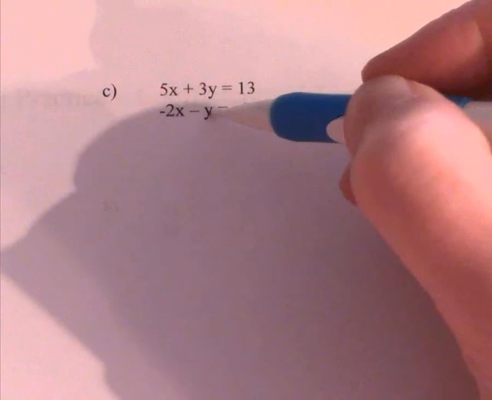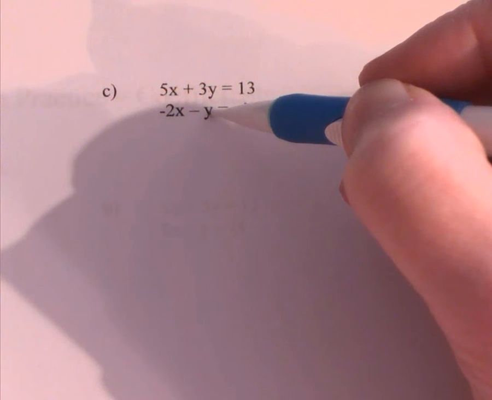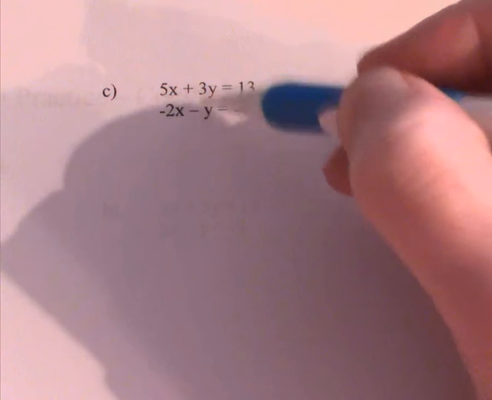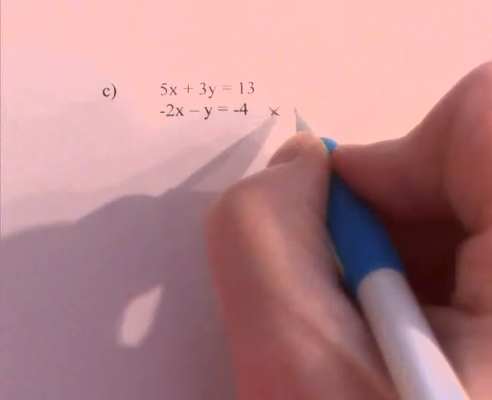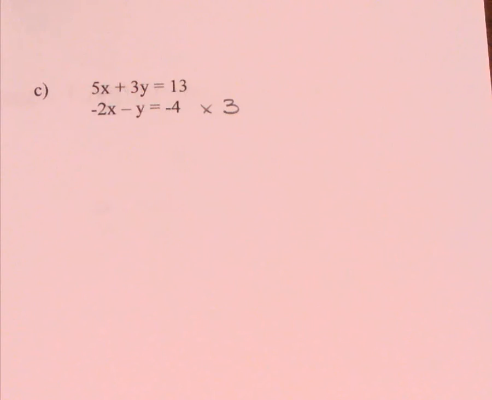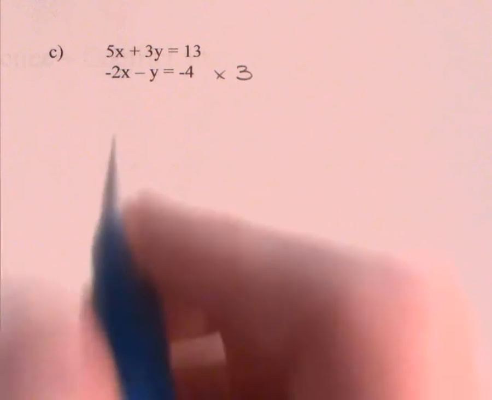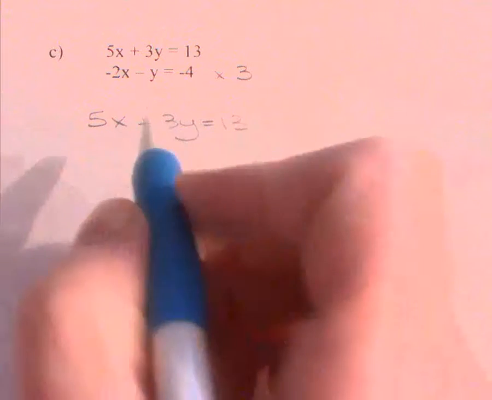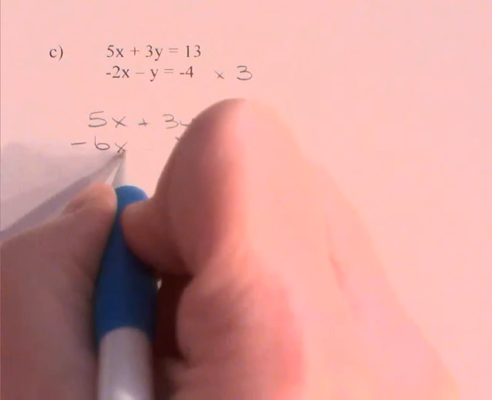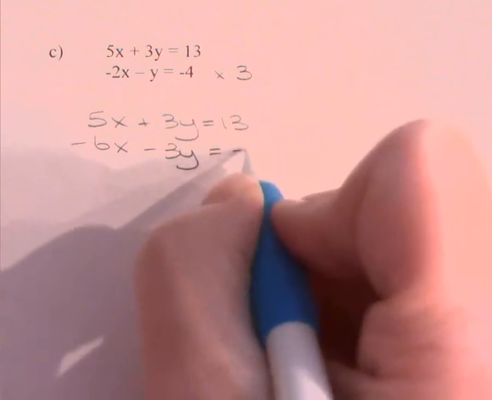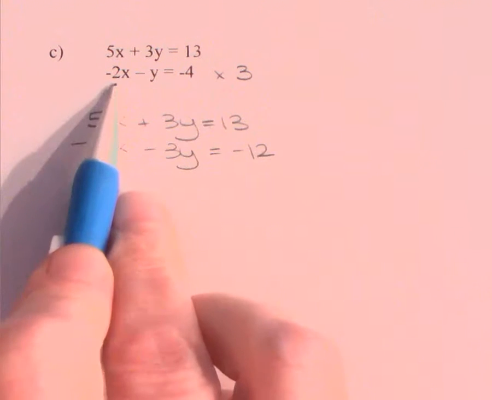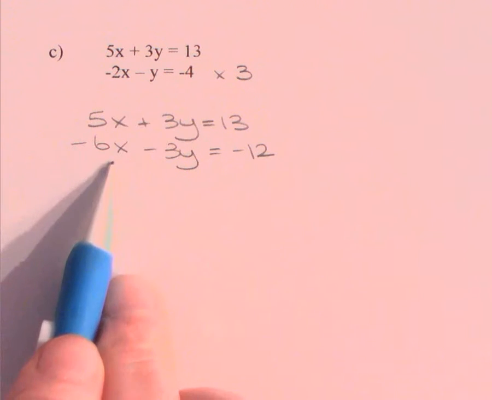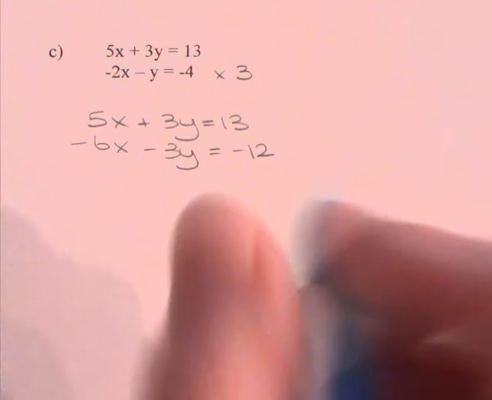So what I'm going to do is I'm going to multiply this one by 3, and I only need to multiply it by 3 because this one's already positive and this one's already negative. So I don't need to change the signs on this one. So I'm going to multiply this second one by 3 in this case. So then that means in this one, the top equation stays the same. The bottom one now becomes minus 6x minus 3y equals minus 12. So I took the 3 and I multiplied it by minus 2x, by minus y, and by minus 4 to get minus 6x, minus 3y, and minus 12.